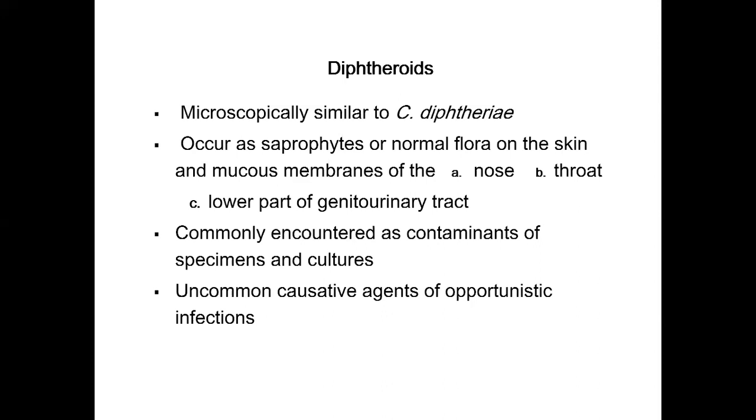We said they have names. They can be identified and they can have their specific names. But all in all, what is important is that they are differentiated from the main pathogen, Corynebacterium diphtheriae. Otherwise, as other normal flora and saprophytes, they're capable of causing infections or diseases when an opportunity arises. So they are encountered uncommonly as causative agents of opportunistic infections.